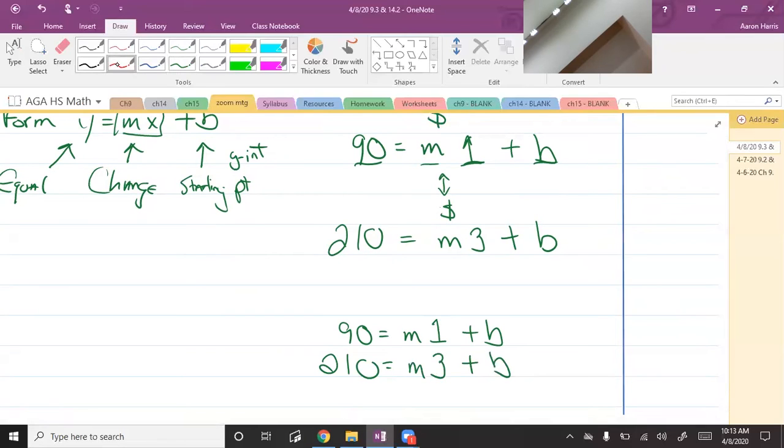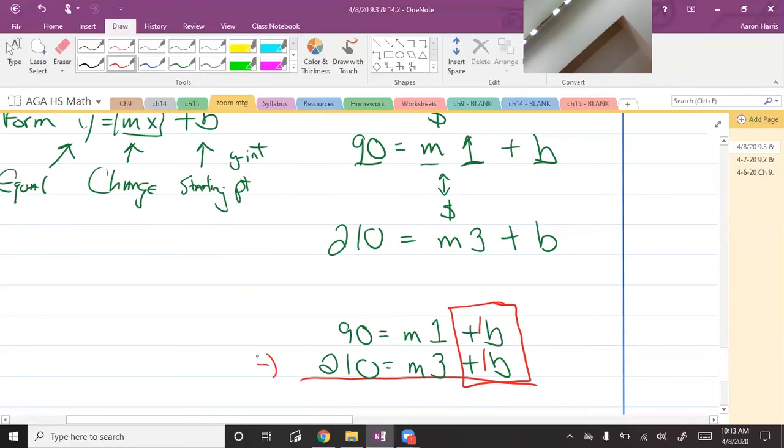Okay, so now look at this. What is the coefficient of B? 1. What's the coefficient of this B? 1. What do we say about this? I can eliminate B because they have the same coefficient. But am I going to add these equations or subtract them? I am going to what? Subtract them because they're both positive 1.